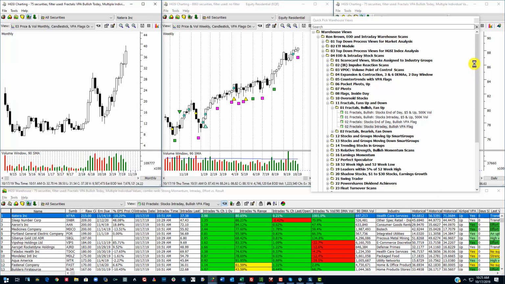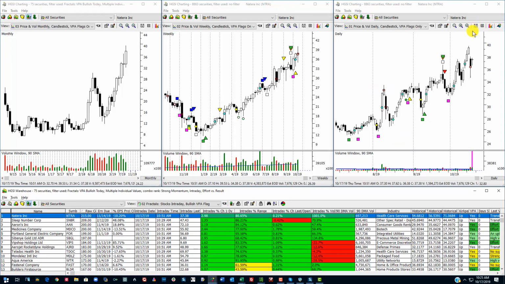And here's Natera, which I believe I mentioned in another video. Now it had a VPA flag. It is the transfer of ownership. You can see that as the announcement was made for the secondary, the buyers were coming in, and they took it back up to over 50% of its daily range. And now it looks like it's going to be fine today.